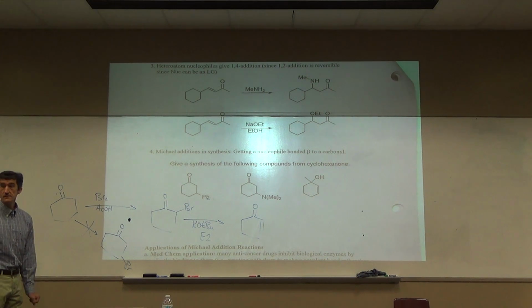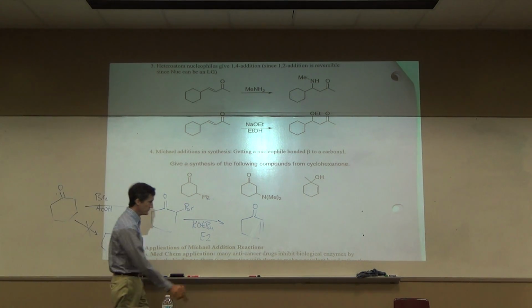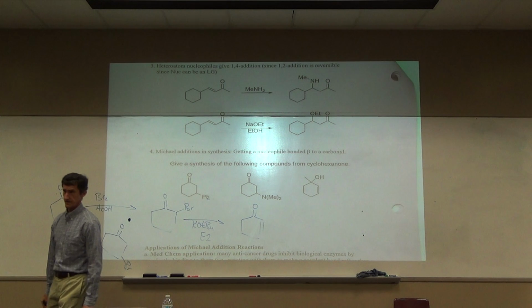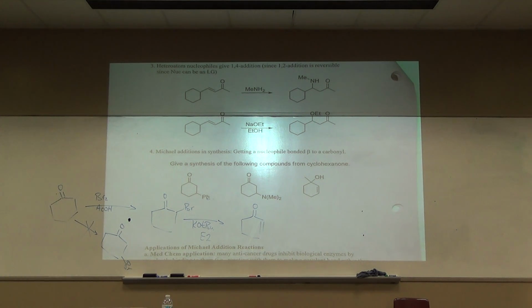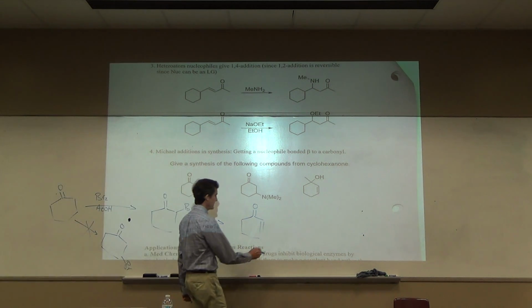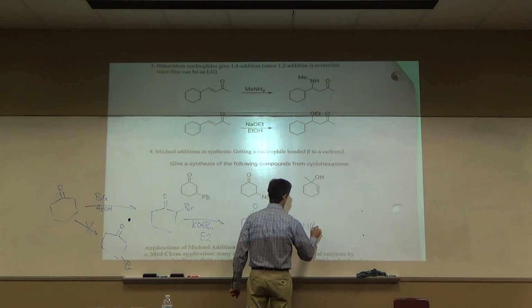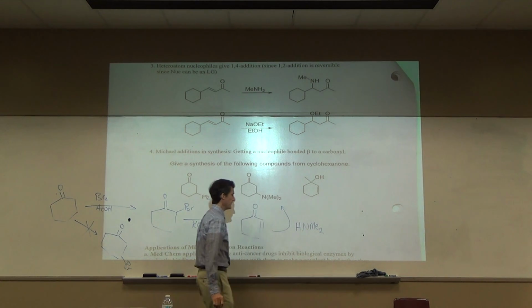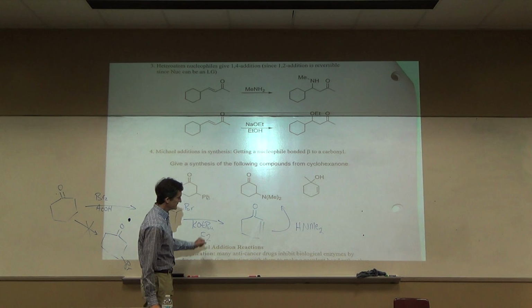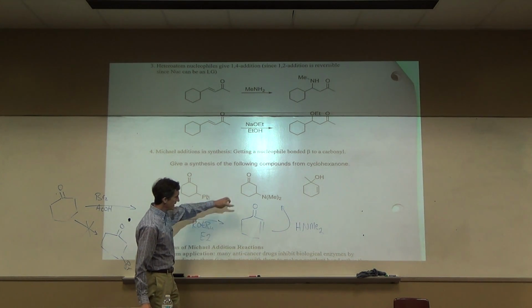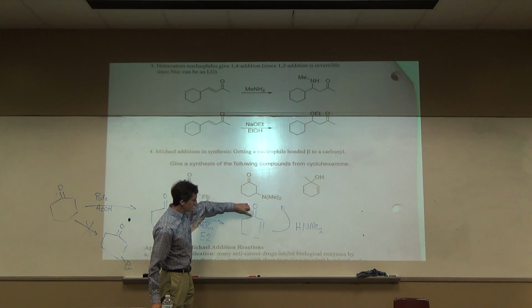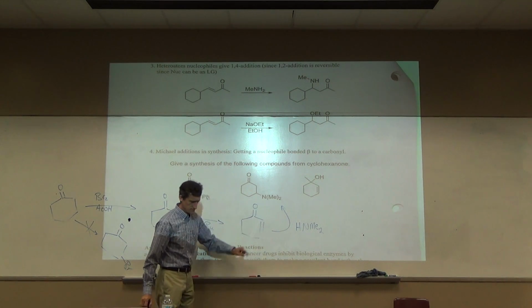Yeah? Now we can add a nucleophile to the beta position. We don't have a leaving group. Well, the pi bond's sort of acting as a leaving group. It's a nucleophilic addition. Now we can come in here with dimethylamine. Is the dimethylamine going to react with the carbonyl and make an enamine, or is it going to add here?